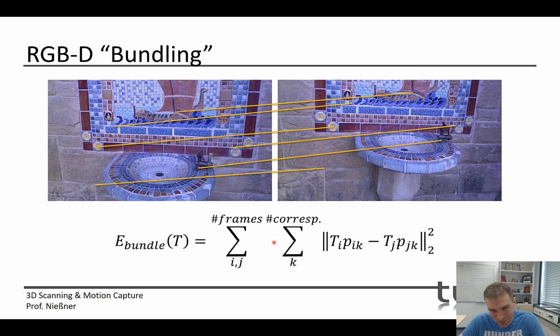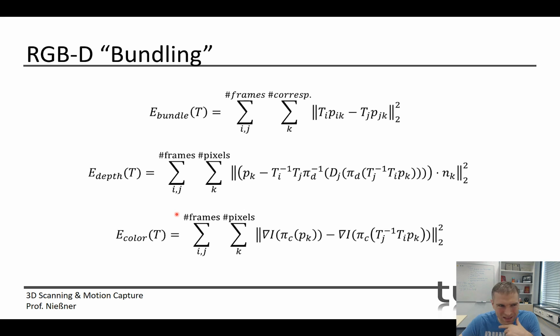You can also do, what I call dense bundling. You can not only take the keypoint matches, but you can actually take every single depth value. This looks a little bit complicated, but I want to walk you quickly through what this means. We'll go into this in a little bit more detail in the next lecture.